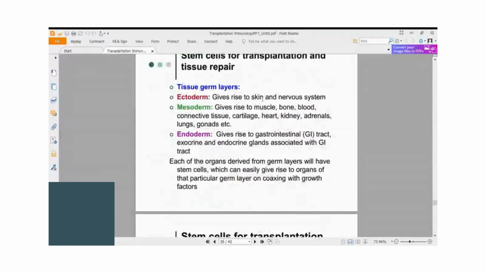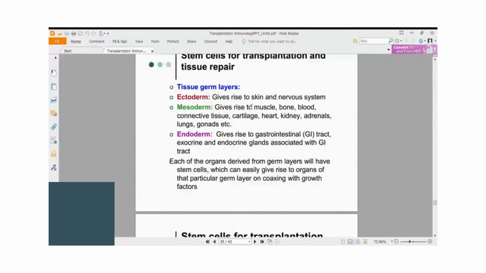The organ could be skin or the nervous system, and the stem cell is obtained from the skin, and you coax it to grow into the nervous system, as well as that stem cell obtained from the skin coaxed to grow into the organs of the mesodermal origin. Organs like muscles or bone or bone marrow stem cells or connective tissue. It means one particular organ, germline organ stem cell, can give rise to two different organs of the two germ layers.